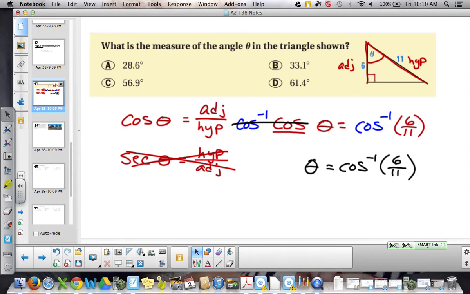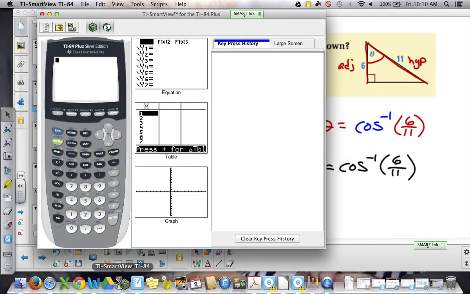How does that work? Well, it's just a matter of using our calculators. So if we bring up our calculator, notice that the second function of all of these keys, if you have the sign right above it, is sine inverse. Cosine right above it is cosine inverse. Tangent right above it is tangent inverse. So those are inverse functions that we can use to get rid of sine, cosine, or tangent. So in this case, we want the cosine inverse.